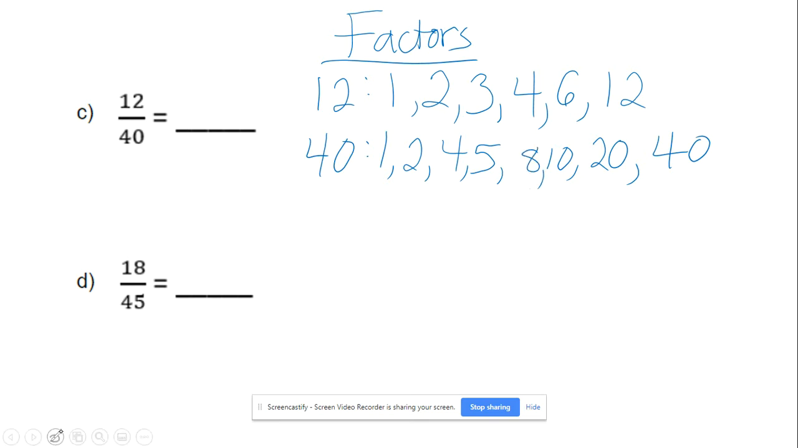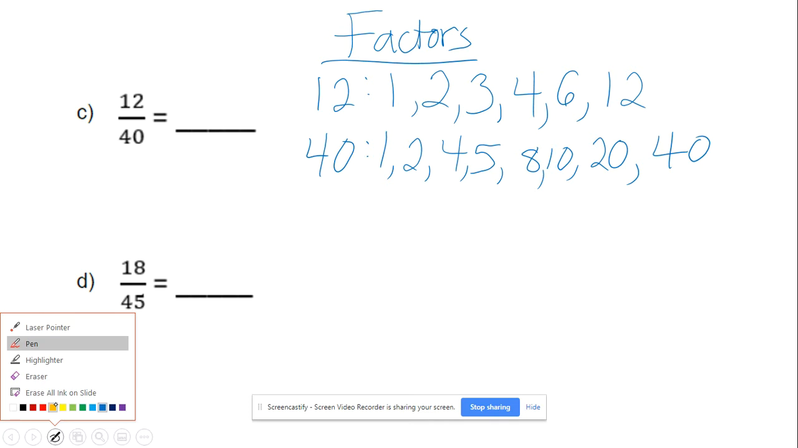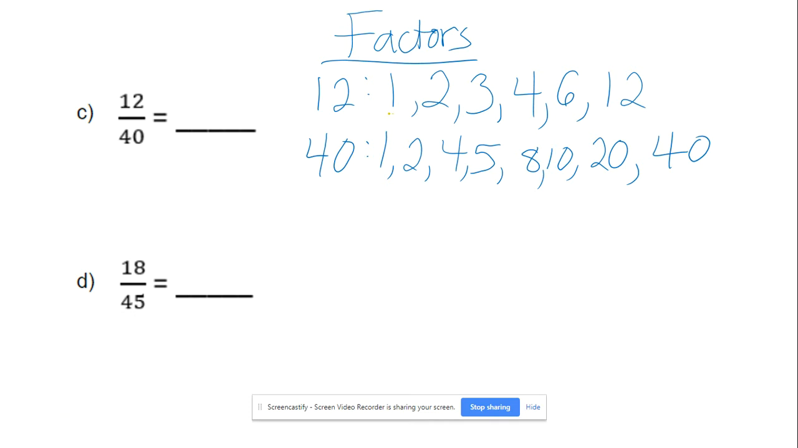So let's see which numbers are in both lists. 1 is in both lists, 2 is in both lists, 3 is not in both lists, but 4 is in both lists. Now 6 isn't, 12 isn't. So we're looking for the number that's the biggest in both lists. That looks like it's going to be 4. So we're going to divide the numerator and denominator by 4.